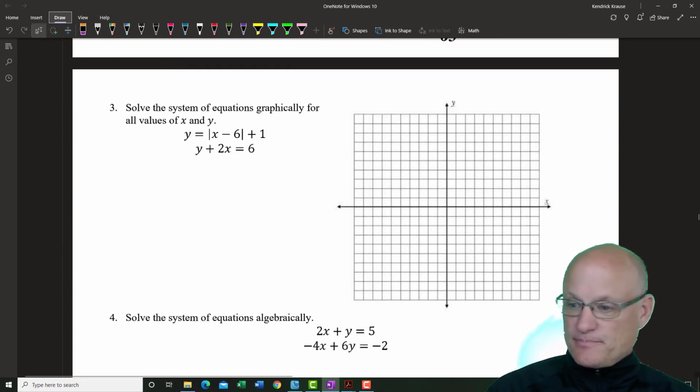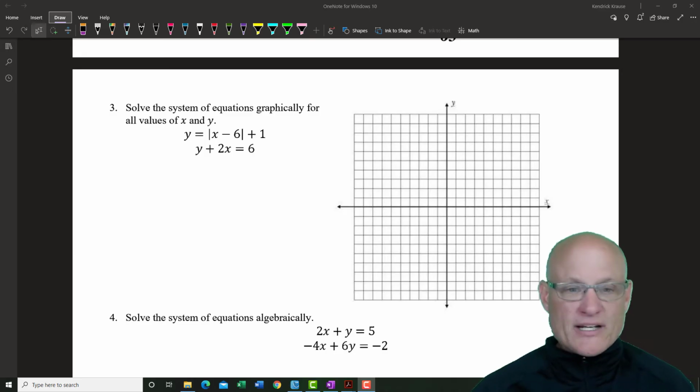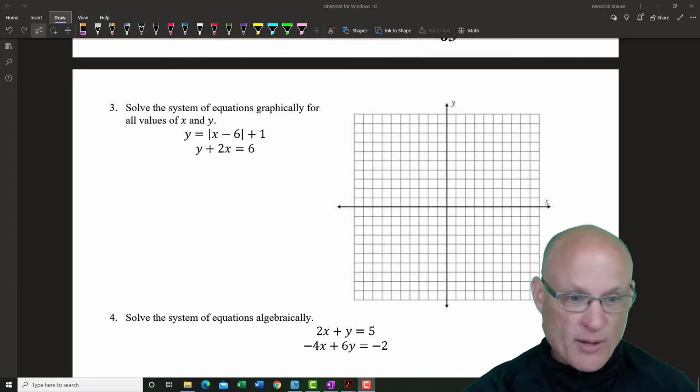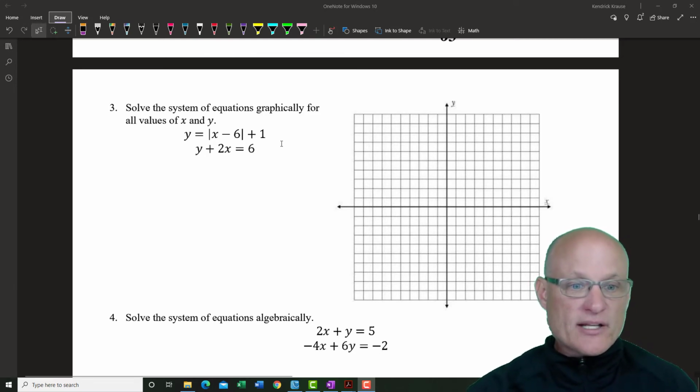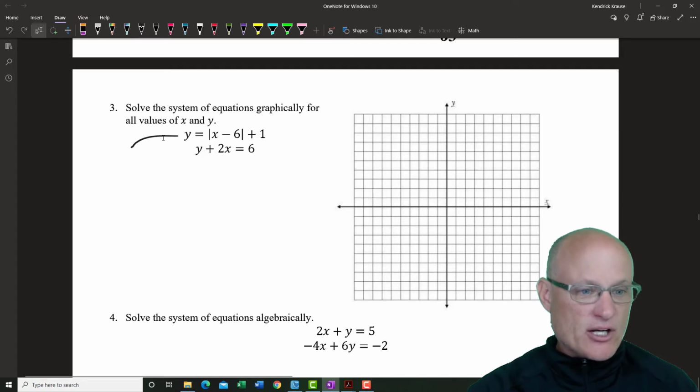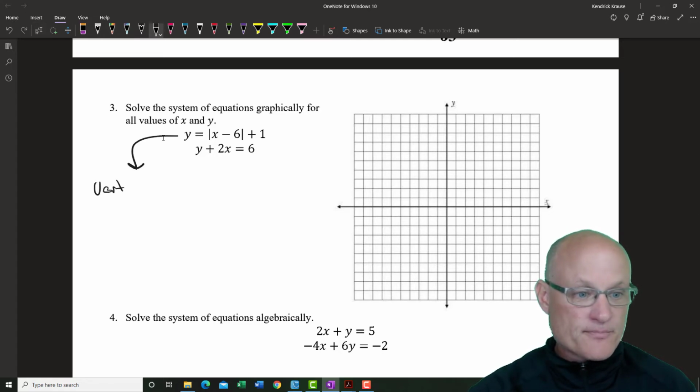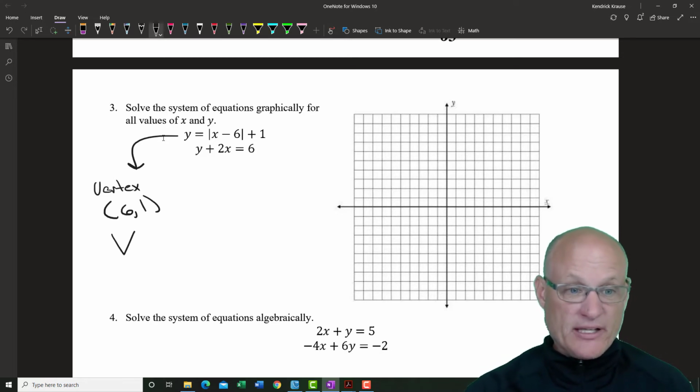I'll be right back. All right, so we're going to solve this one graphically. We're going to use our brain to solve this one. So let's look at this one. By the way, whenever you're going to graph something, you should give me some information about it. So in this case, I know my vertex is 6, 1. And it's going up. And it's got a slope of 1. So this one's actually pretty easy. 6, 1. 1, 2, 3, 4, 5, 6, 1. And it hits the corners of the boxes.